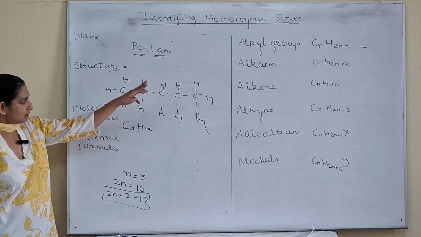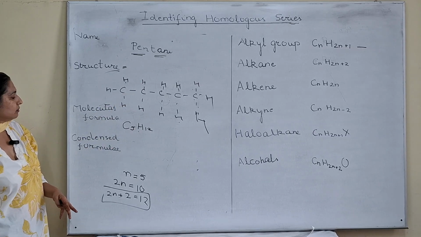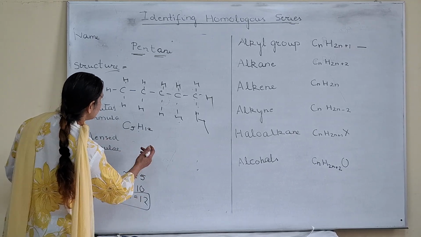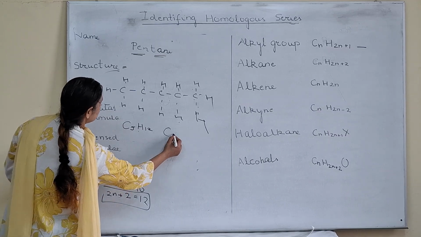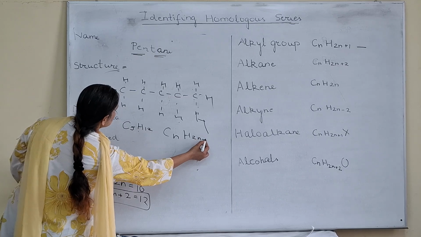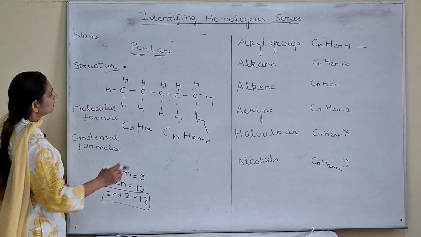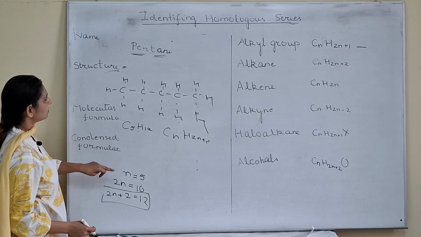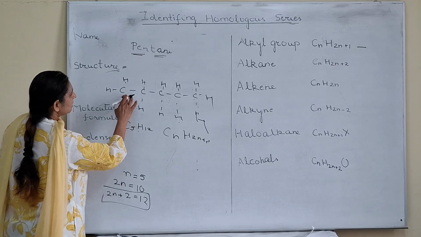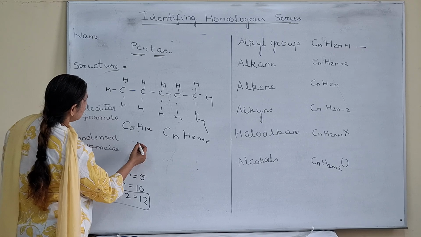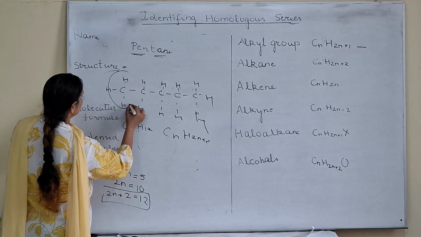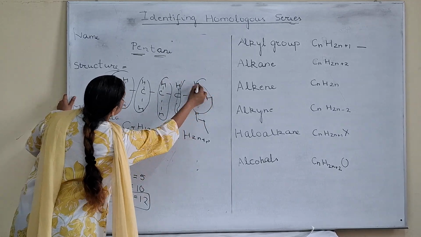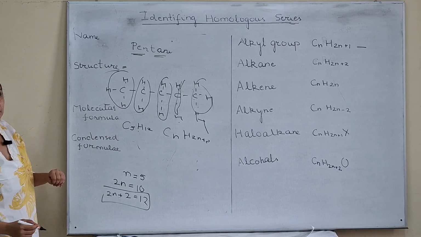Now, which homologous series does it correspond to? It's CnH2n plus 2. This also tells us that it's a pentane. Now let's write the most condensed formula for this. How many carbons? C5. 1, 2, 3, 4, 5. From the structure, we can make the condensed structure also.